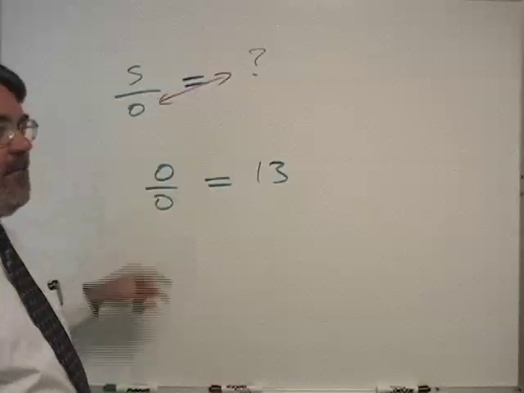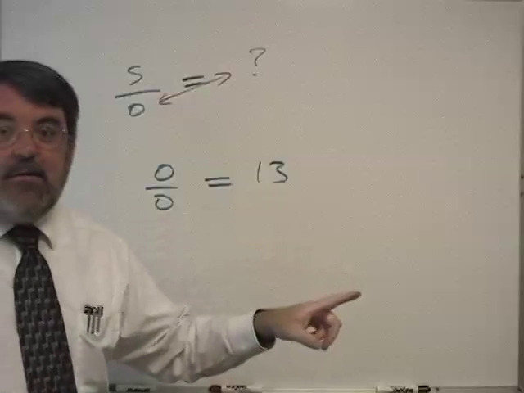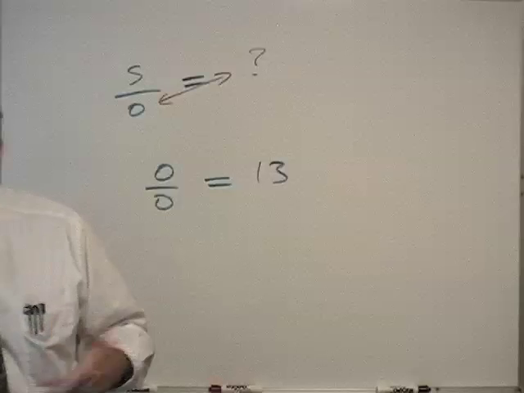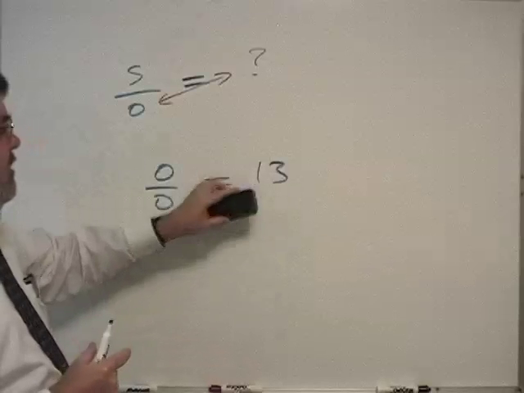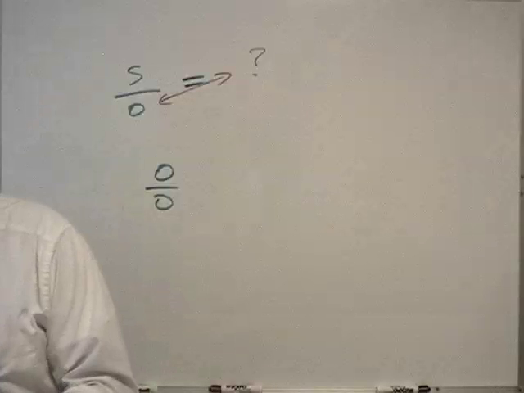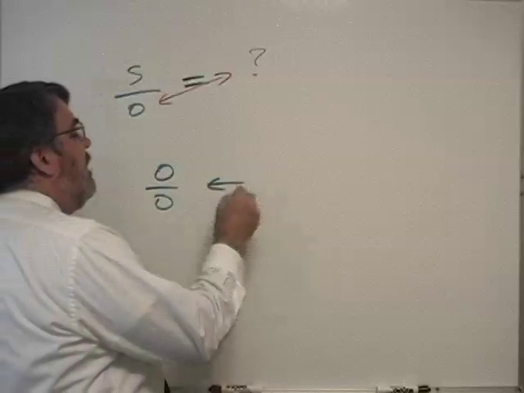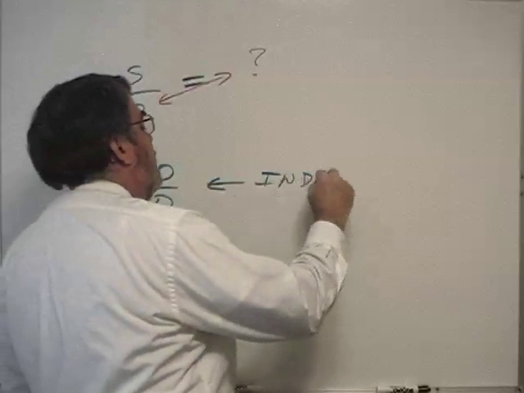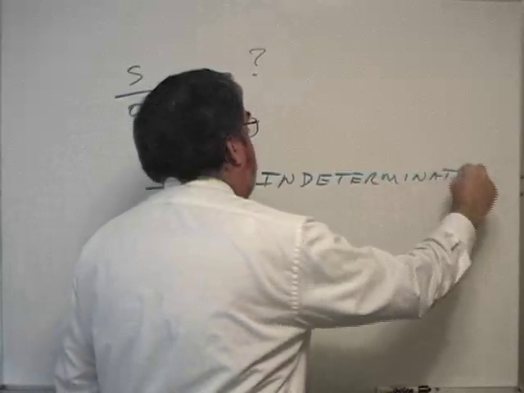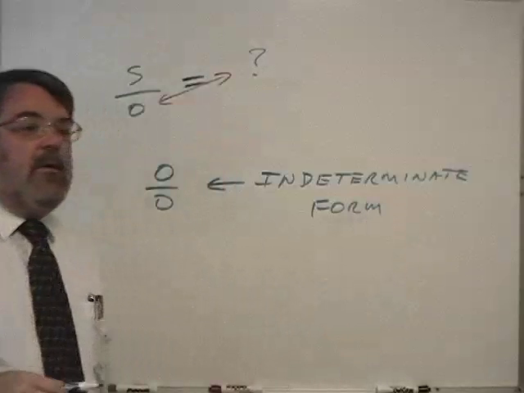So what's the issue here? When you have 0 divided by 0, it turns out that any number would fit. Well, we can't define this to be a specific answer, since it appears that everything works. So in mathematics, we call the 0 divided by 0 situation an indeterminate form. And there are a number of indeterminate forms in mathematics.